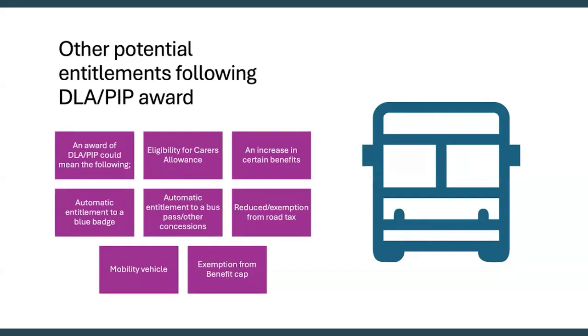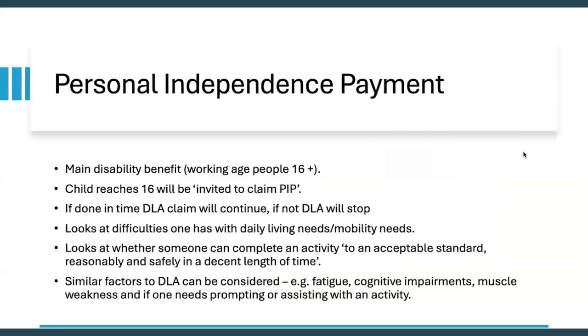If they are awarded the enhanced rate for mobility, there may well be an automatic entitlement to a blue badge, which may be helpful, as well as other bus passes, road tax exemptions, mobility vehicles, and also potential exemption from the benefit cap on the basis of having a disabled child in the household. So we'll touch now really briefly on personal independence payment.